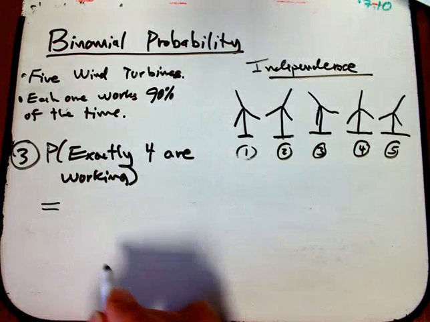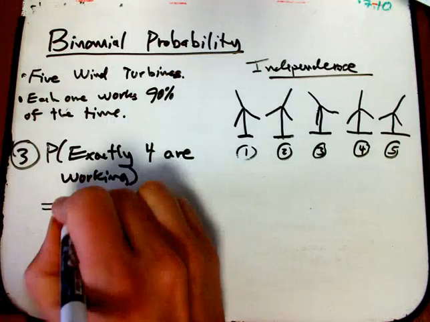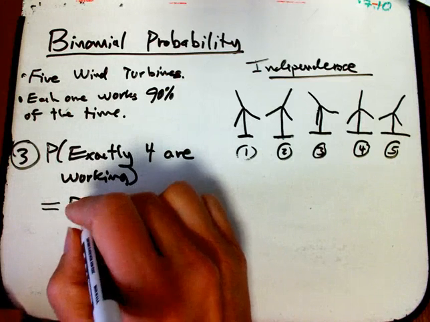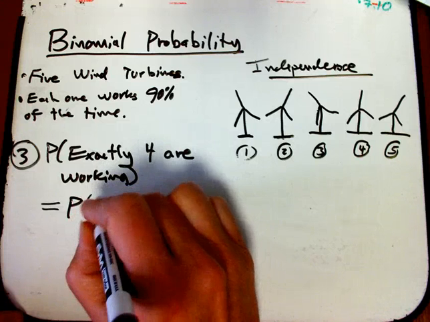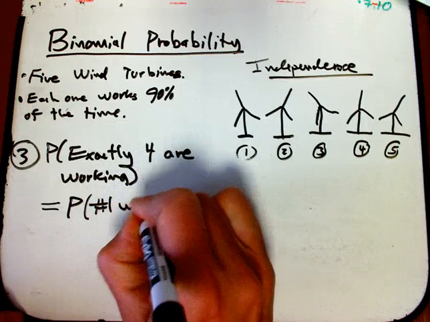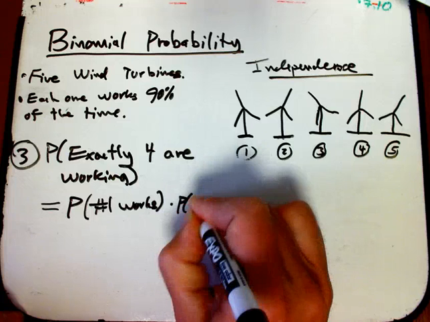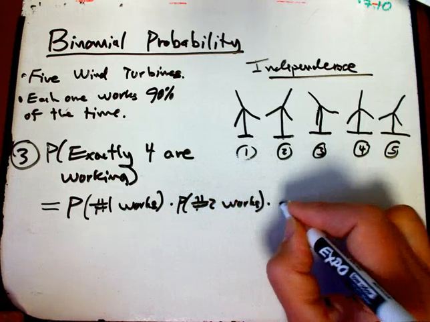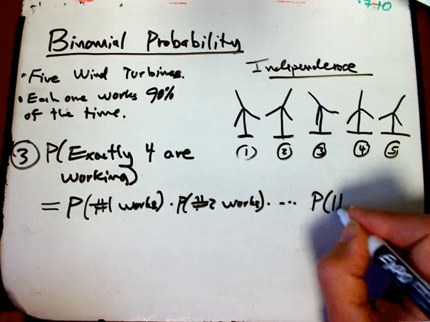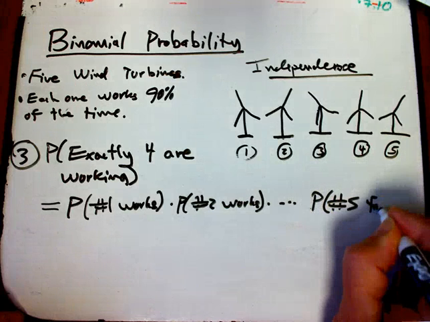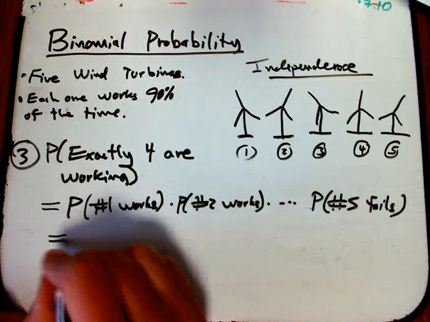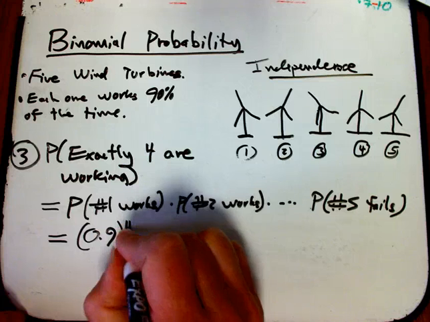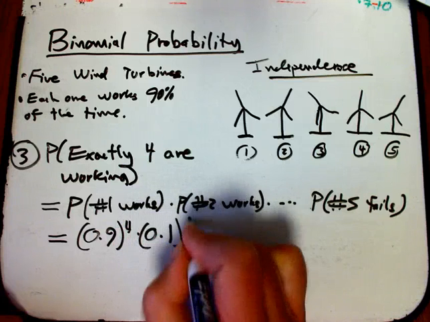Okay, and here's what most people do. They emulate the reasoning. They say, oh, okay, that's exactly 4 working and 1 is failing. So I'm going to say it's the probability that number 1 works times the probability that number 2 works, etc. But now I'm going to change the last one to the probability that number 5 fails. Okay, we're not correct yet, I'll just say right now, that would be 0.9 to the 4th times 0.1 to the 1.